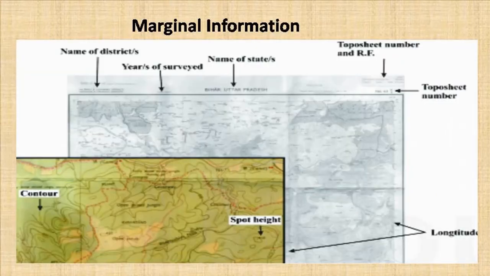The top and bottom of a topographical map contain many pieces of information, and such information is known as marginal information.